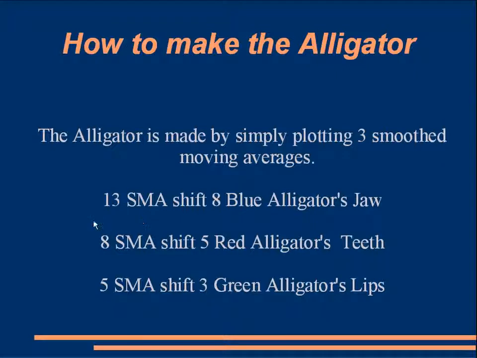Okay, let's do a quick review. Now, the 13 is represented by the blue. The 8 is represented by the red. And the 5 is represented by the green. Now, we don't care if it's teeth, lips, or jaw, or tail, or whatever. We're just interested in the periods at the moment.